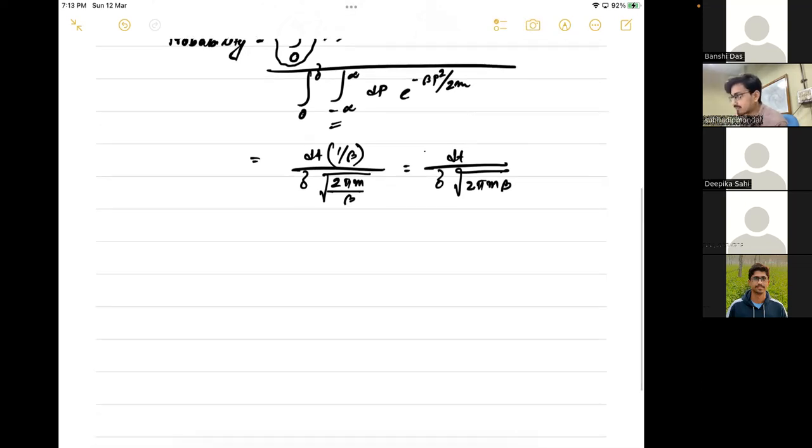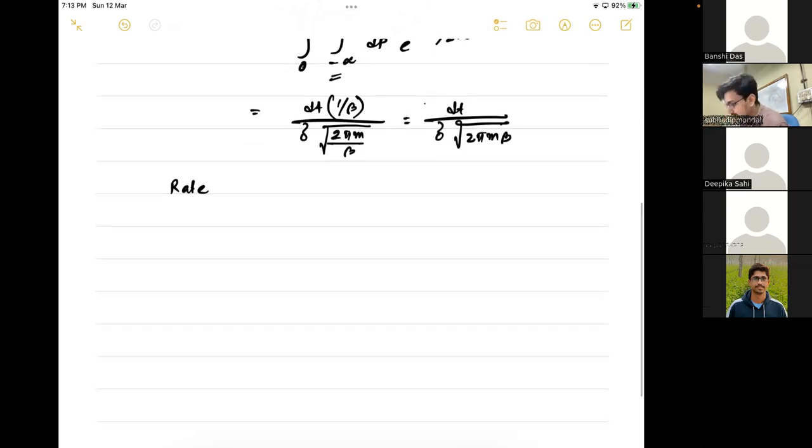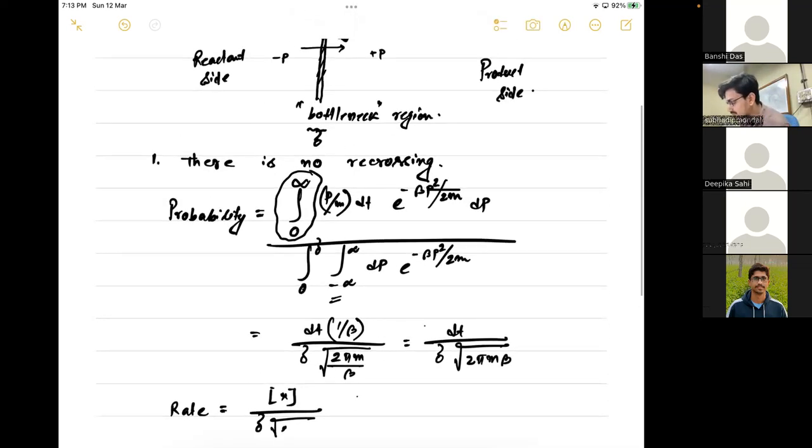Now to calculate the rate, we just have to multiply this probability with the concentration of the activated complex, right? So let's say the concentration is star. Delta. Okay, what was this delta term? Delta is the length scale associated with the activated complex.